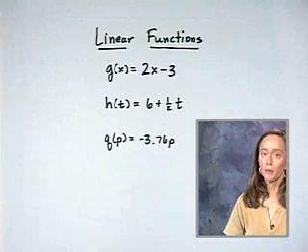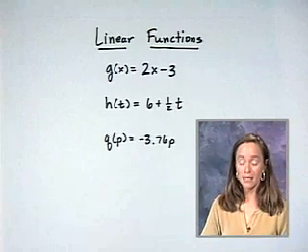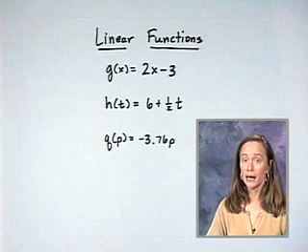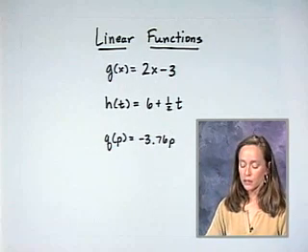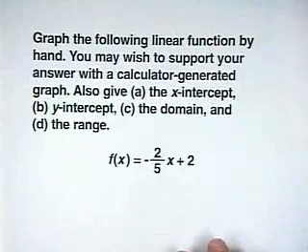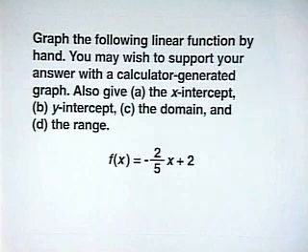The word linear means line-like, which implies that the graph of a linear function is a line. In order to graph a line, we need 3 points. Let's try an example. What we're going to do is graph the following linear function by hand, and then we will support our answer with the calculator-generated graph. As we work this problem, we're going to give the x-intercept, y-intercept, domain, and range of the function.